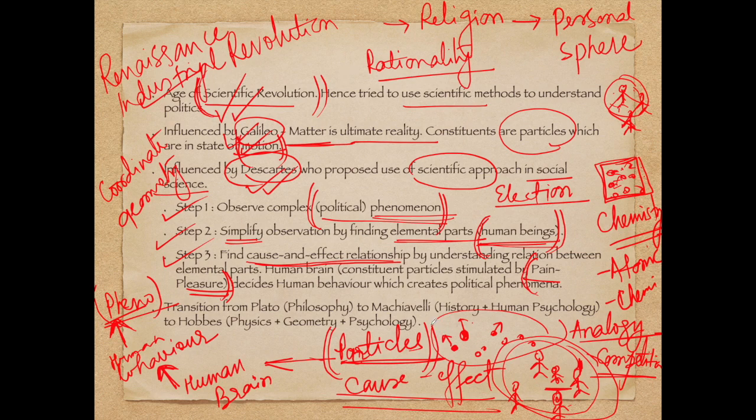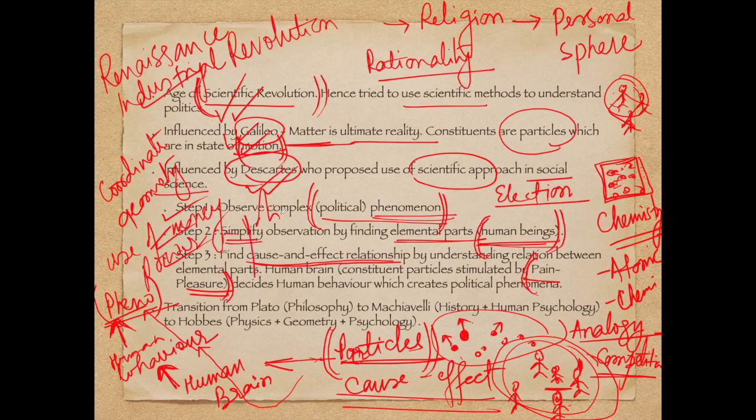Similarly, when it's elections and you offer some cash to a particular voter, he will feel that it's a source of pleasure, so the particles inside his brain will tell him to accept the cash. Accordingly the particles will move, his brain will tell him to accept the cash, that way he will behave, and that way the political phenomenon will come, that use of money power in politics. So this is how you simplify it.